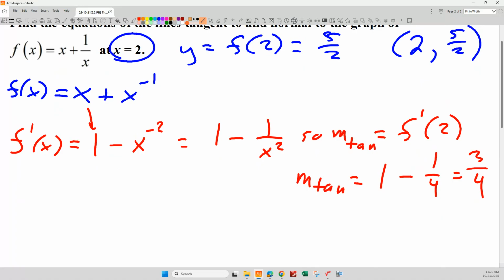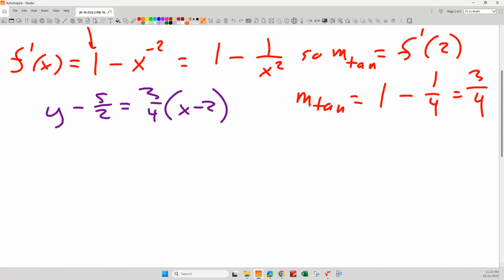Now we've got a point, we've got a slope. We're there, right? So the equation of the tangent line would then just be y minus 5/2 equals 3/4 times the quantity x minus 2. There it is, right? Piece of cake. And that's my tangent line. And I could just solve for y, right? And we won't even bother, but that'd be no big deal. I just distribute the 3/4 and add 5/2 to both sides, and we got it.